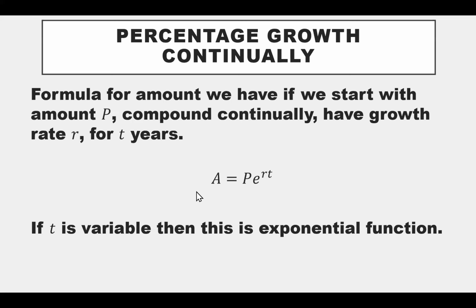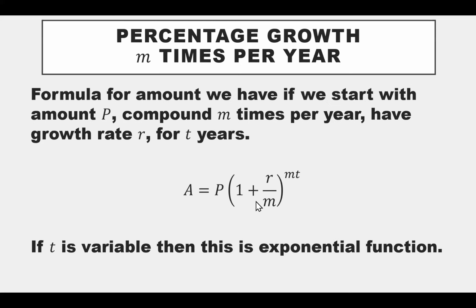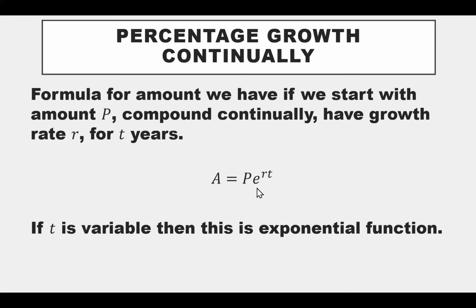Now, this is continually compounded interest. The other compounding interest is m times per year. Don't forget both of these. And make sure that when you read a problem, you understand whether we're dealing with m times per year, something like monthly compounding or annual compounding or quarterly compounding, versus continually compounding. These 2 equations are going to be important with any problems in this class dealing with percentage growth.